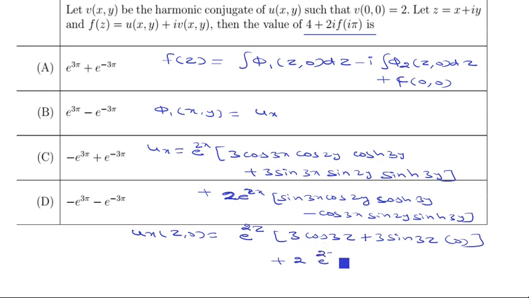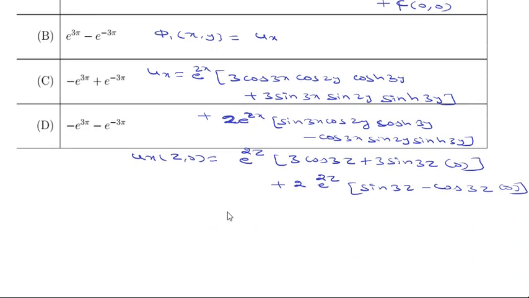Plus, here we get 2 e power 2z sin 3z, and cos 0, cosh 0 is 1, so minus cos 3z times sin 0, which is 0. So finally we get 3 e power 2z cos 3z plus 2 e power 2z sin 3z. So this is ux of z comma 0.